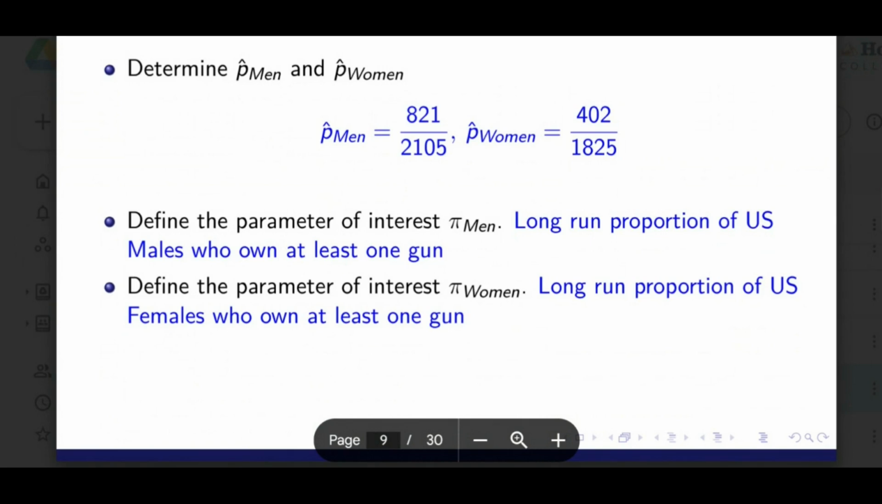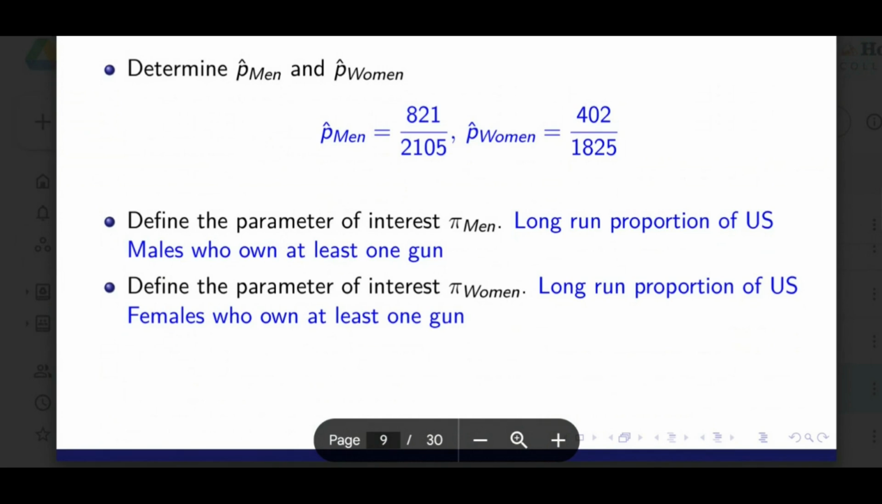That's not what pi men is. It could be in another study, but this is not a demographic study. We're not looking at what fraction of the US is male. That's not what pi male means. Pi male means among the males, among the group that is male, what's the fraction that own at least one gun?